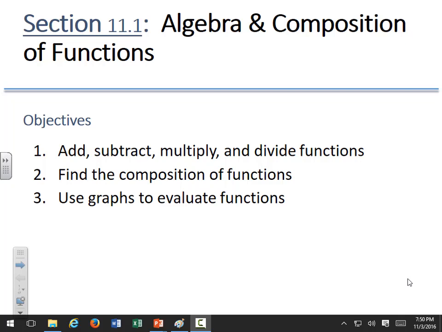Hey, welcome back everybody. In our next unit, we're going to work with logarithmic and exponential functions. But before we can build the idea of a logarithm, we need to be familiar with what function operations are and specifically what a composition function is. And that's what we're going to work on in this lesson.